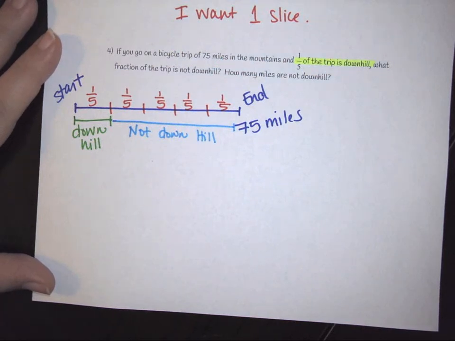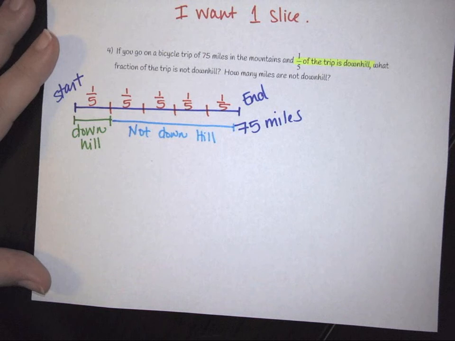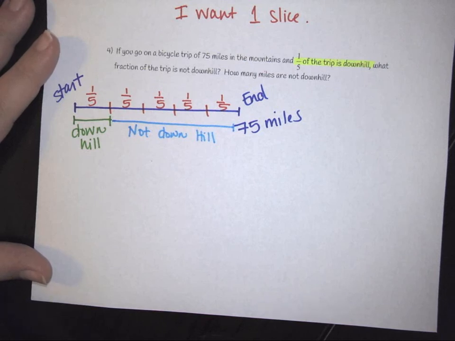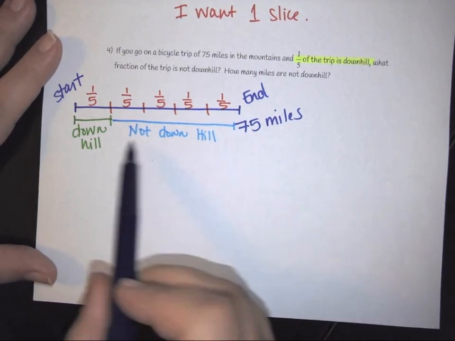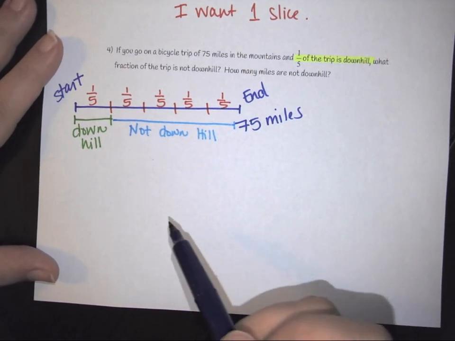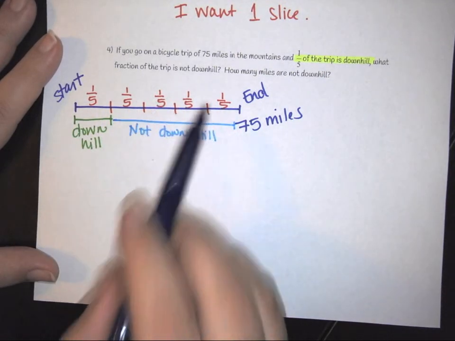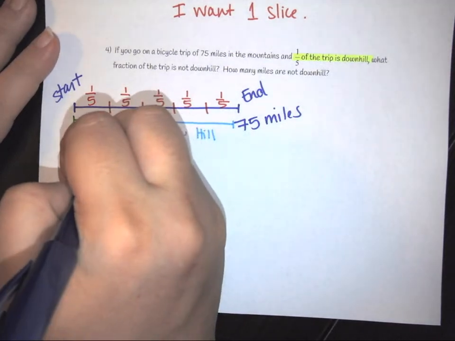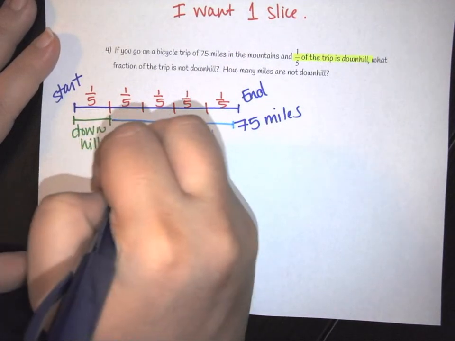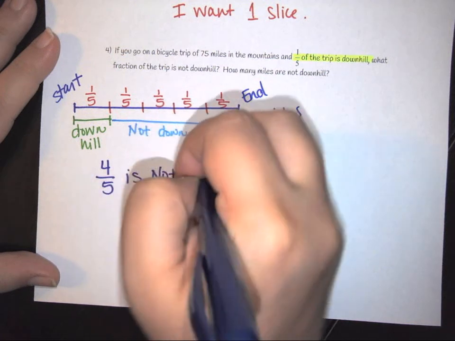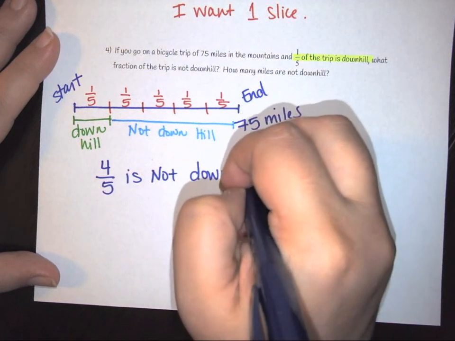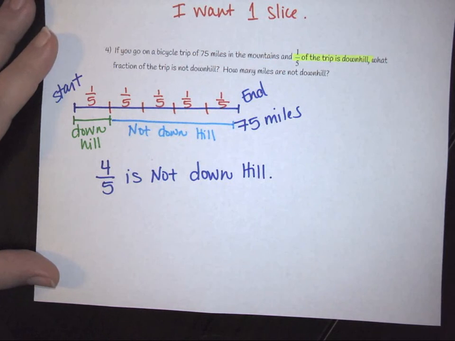But we got all of that and we haven't even read the question yet. The question says, find the fraction of the trip that is not downhill, and then how many miles are not downhill. Well, in drawing our little picture, we have already answered the first part of our question. The first part says we need to simply identify how much of the trip is not downhill. So if 1/5 of it is, then we have 1, 2, 3, 4/5 is not. So we know that 4/5 is not downhill. Okay, that was the first part.